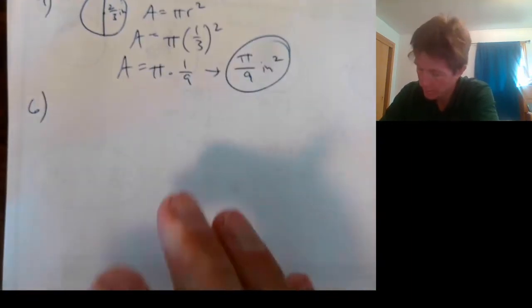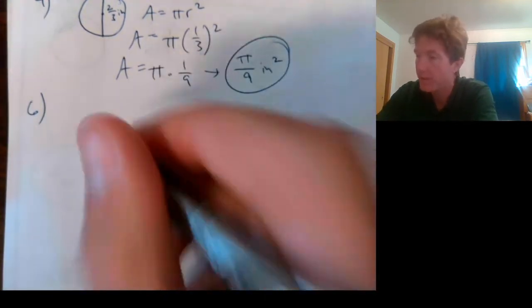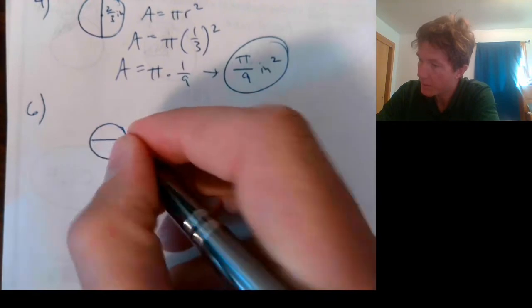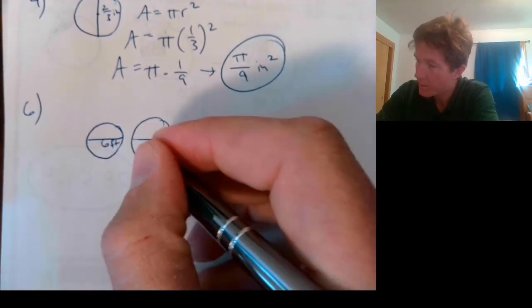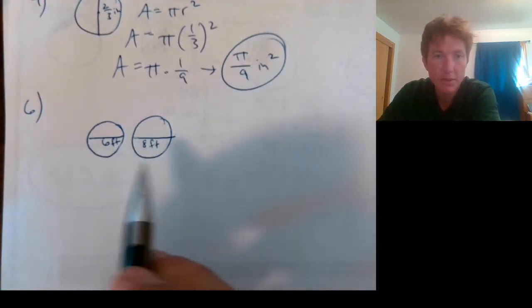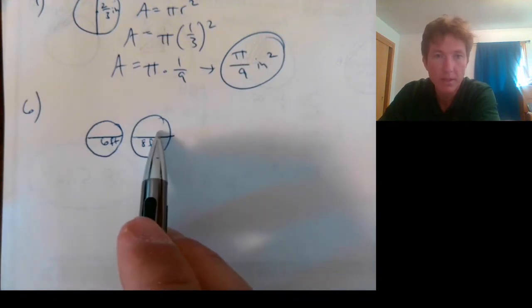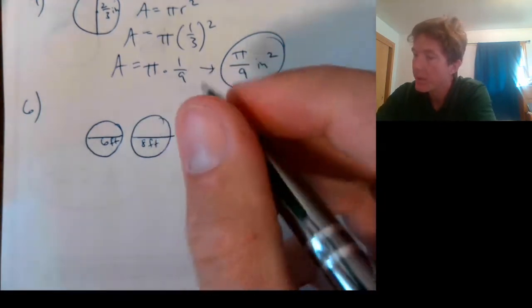Number 6 is a word question. What is the difference in areas of a circular table with a diameter 6 feet and a circular table with diameter 8 feet? So we have two tables here, a 6-foot diameter and an 8-foot diameter, and I want to find out the difference between these two. Again, this would be another subtraction problem. I'm going to get this area, and then I'll subtract this area from that answer.